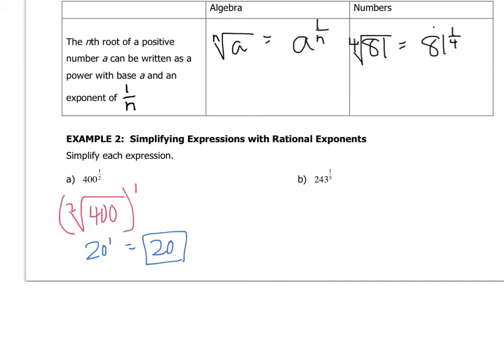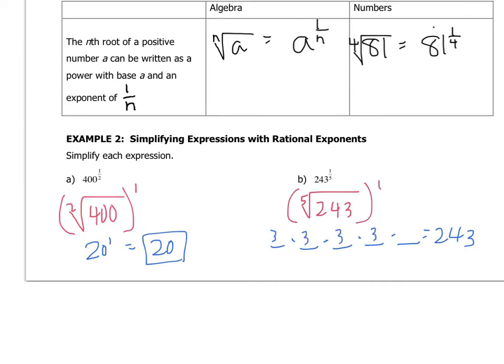243 to the 1/5 means they want the 5th root of 243, because the root is on the bottom, to the 1st power. So what number times itself, used 5 times, is 243? The answer is 3. And so 3 to the 1st is just simply 3.